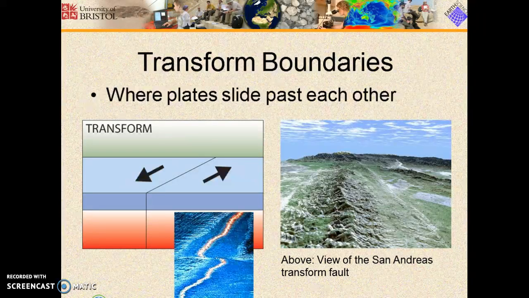As they slide past each other, the plates kind of get caught up, and then when they release that pressure, they create a big wave we call an earthquake. So transform boundaries slide past each other, and then they create earthquakes.